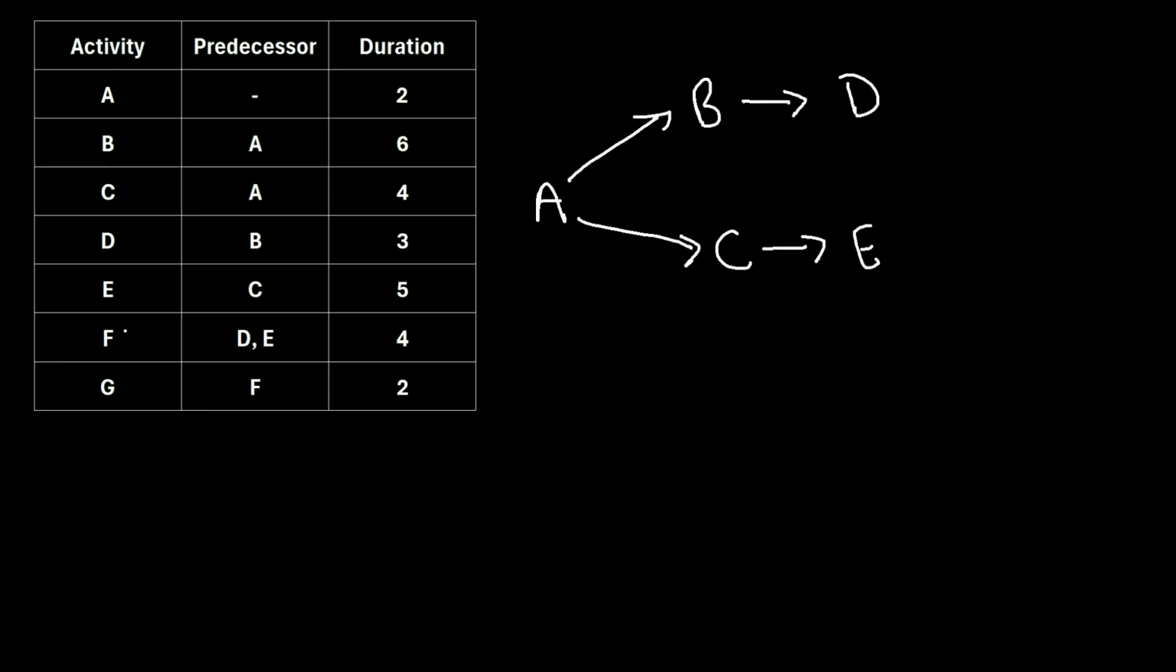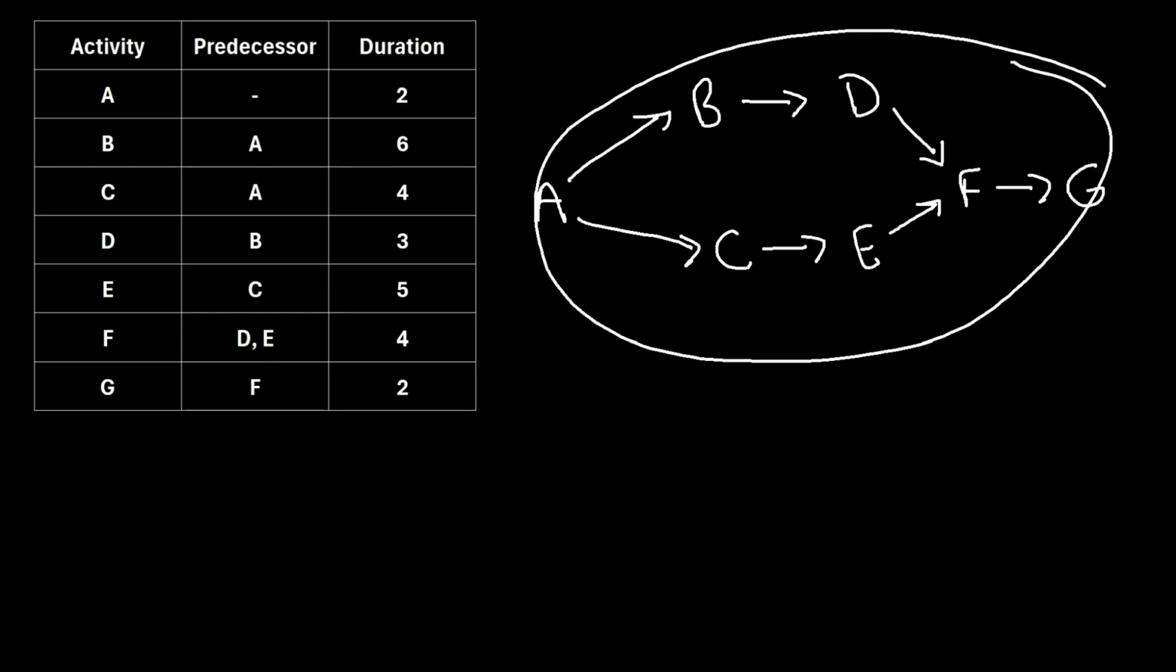Then moving down the list, once we get to activity F, we can see that it has two predecessors. Activity D and E both must occur before activity F. So what we can do is draw an arrow from D and E to activity F. And lastly, activity G has a predecessor of F. So we'll draw an arrow from F to activity G. What we've done here is we've just drawn a rough sketch of our PDM network diagram.